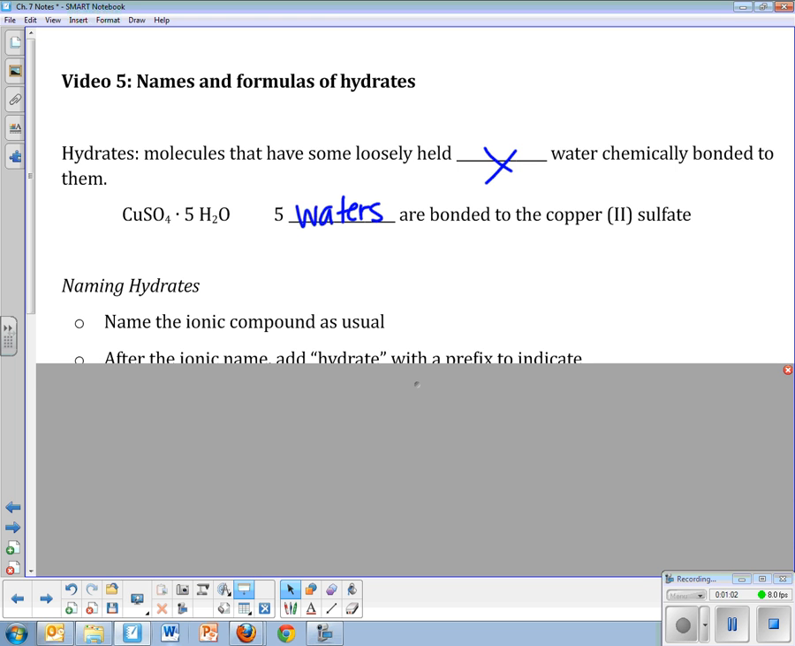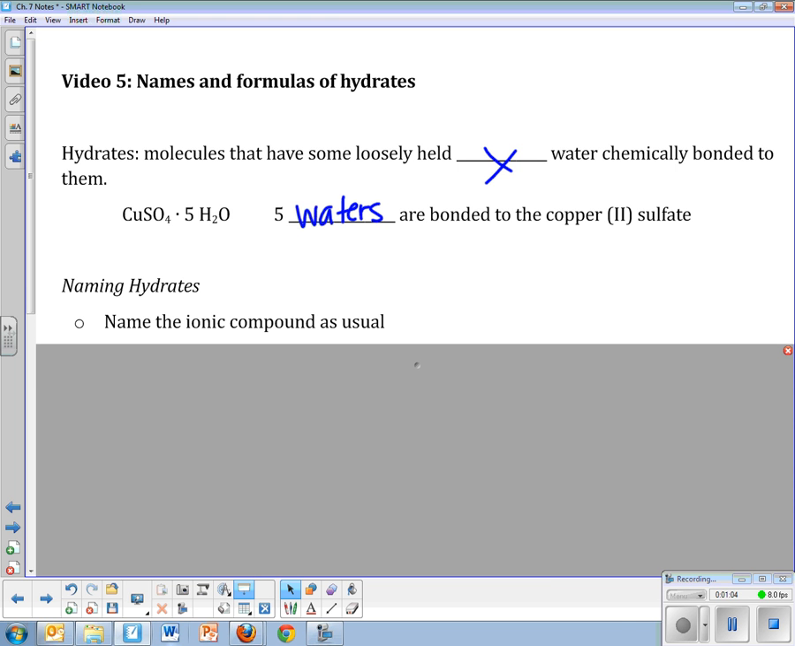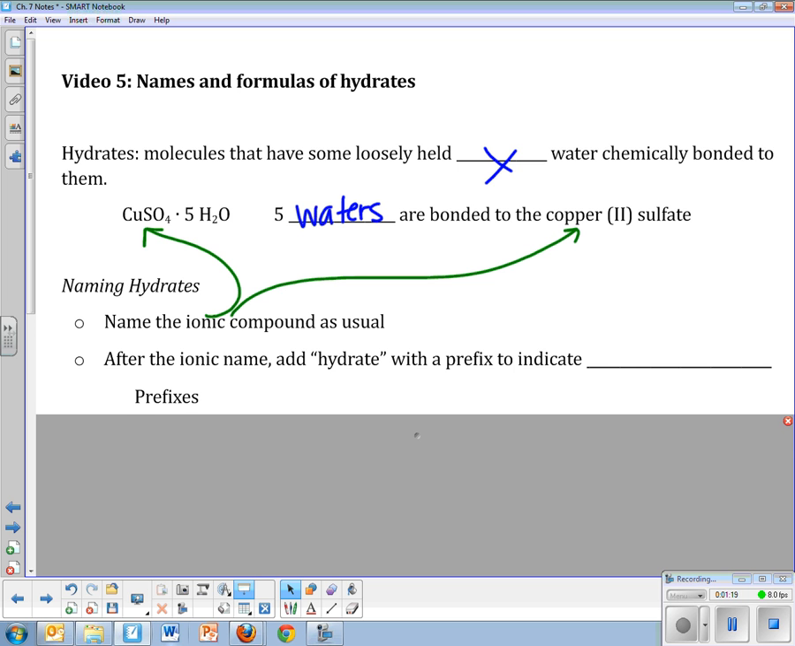So when you're naming them, the ionic compound, you just name that like normal. So that's like this right here. That's why this is written copper 2 sulfate, just like we've been learning. To indicate how many waters, we use a prefix. So after the ionic name, you add hydrate and a prefix, so pre meaning before, to indicate how many waters. Okay, so hydrate is water.